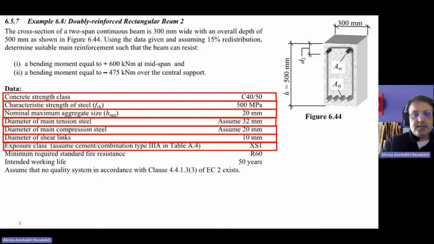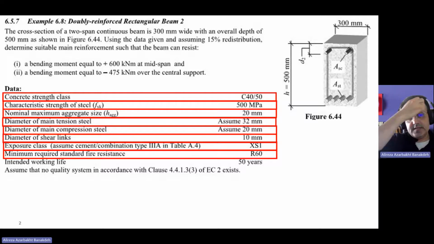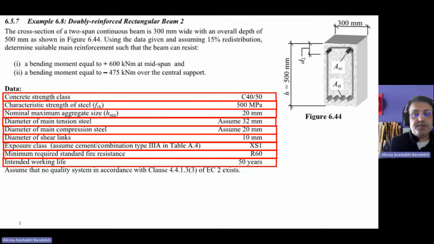The exposure class is XS1, and the minimum requirement standard for fire resistance is 60. Today, I'm not going for fire design. I'm just concentrating on concrete design based on Eurocode 2. And the intended working life for this structure is 50 years, which is usually the case for building structures. And with these data, we want to go to the Eurocode and see how much cover, or minimum cover, we need for our section.